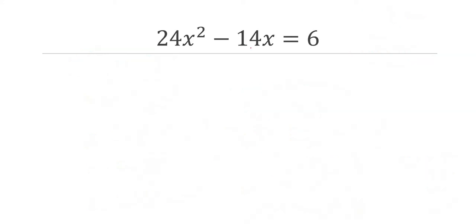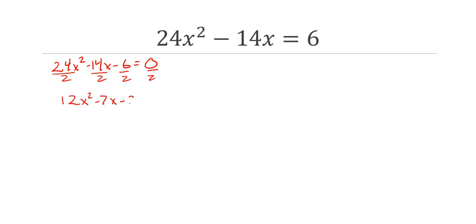Okay, let's try another one. So here we have another quadratic. Always, no matter what form you're using, you must first put it into ax squared plus bx plus c equals 0. Now, I notice that everything here is divisible by 2. So if I divide both sides by 2, since there's a 0 over here, I can get myself a little bit simpler values to work with.